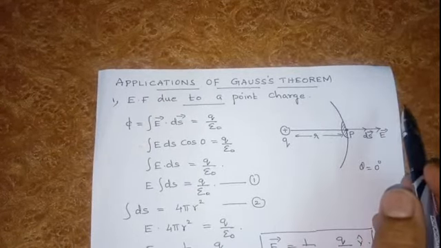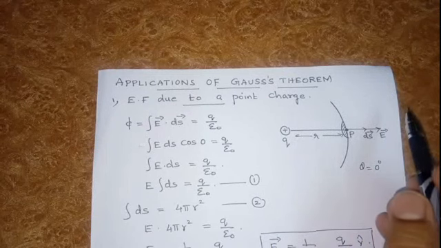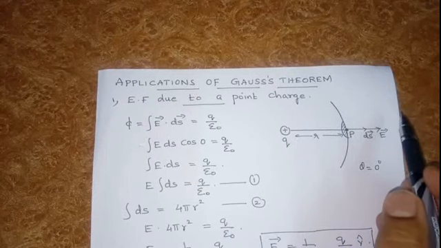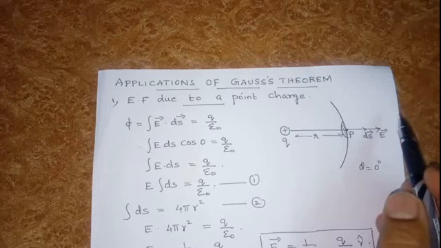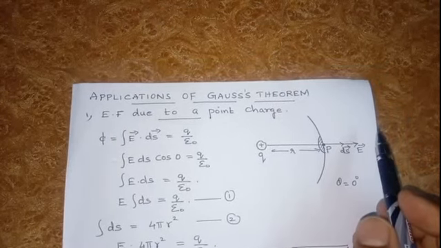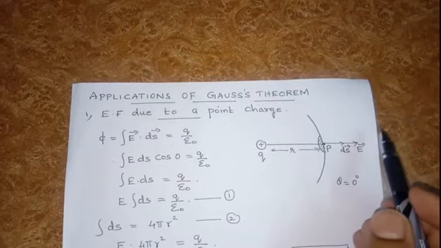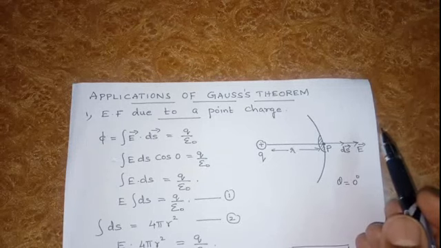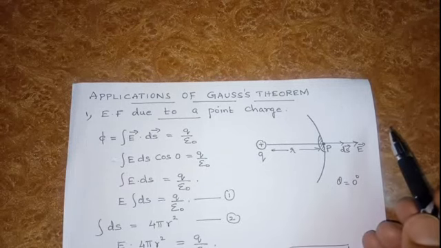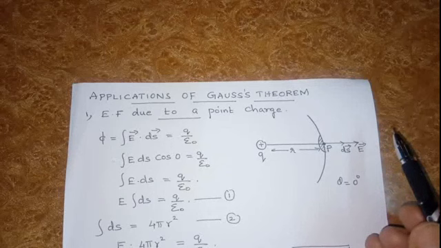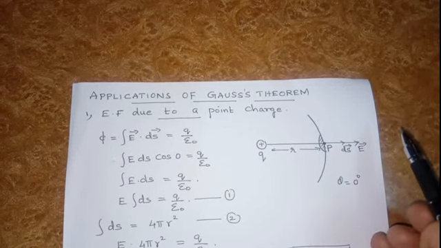Let us study some of the applications of Gauss's theorem. The first one is electric field due to a point charge. Electric field due to a point charge we already studied. The equation for electric field due to a point charge is equal to 1 by 4 pi epsilon 0 q by r square, and that equation we are going to derive.